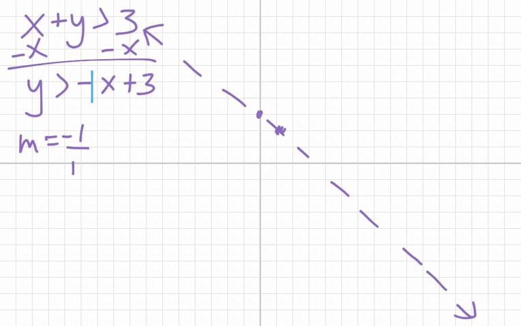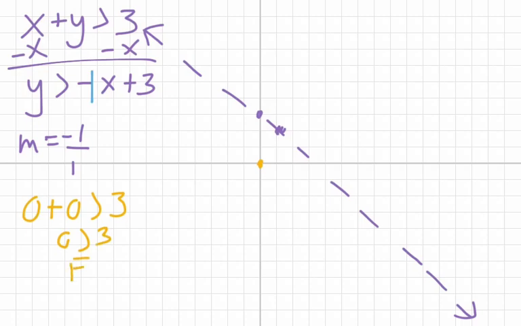Now, because 0 is the best number ever, if the point (0, 0) is available for you to test, that is what you should test. If the point (0, 0) is not available, it means that the line is going through the point (0, 0), and you need to pick a different point, but any point will work. So let's go ahead and plug in (0, 0). And I get 0 plus 0 is greater than 3, 0 is greater than 3.